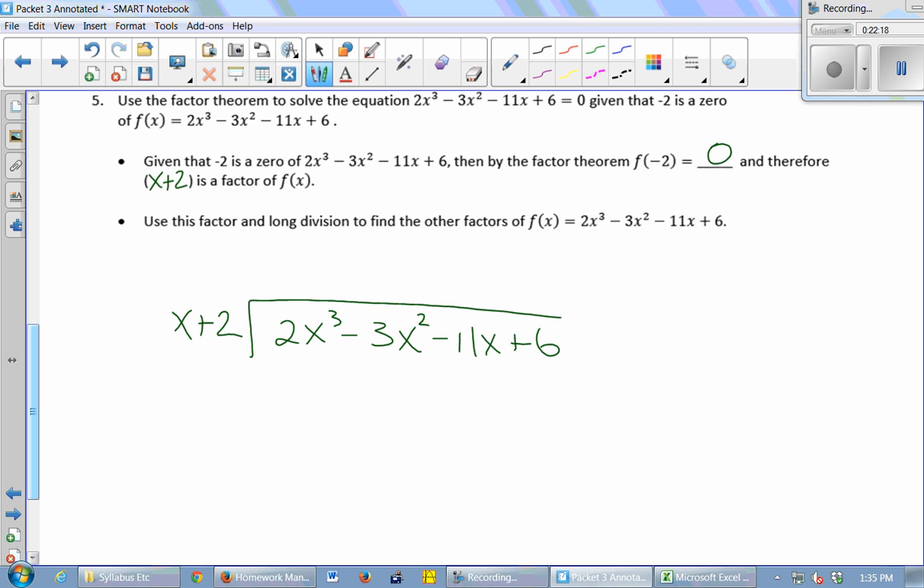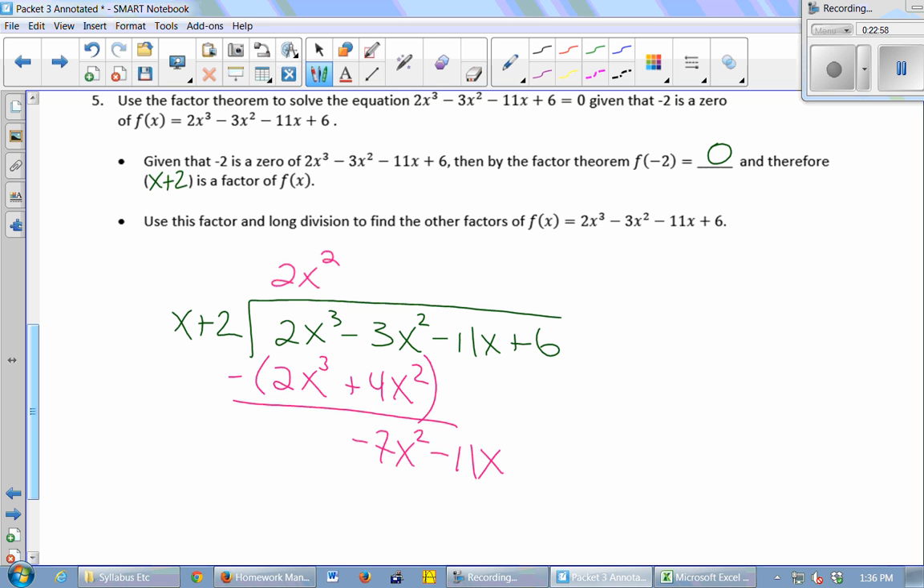First, ask yourself, what do you multiply x by to get 2x cubed? 2x squared. And then you distribute that 2x squared to the entire divisor x plus 2. 2x squared times x is 2x cubed. 2x squared times 2 is 4x squared. And I subtract. 2x cubed minus 2x cubed is 0. Those go away. And then I have negative 3x squared minus 4x squared, which is negative 7x squared.